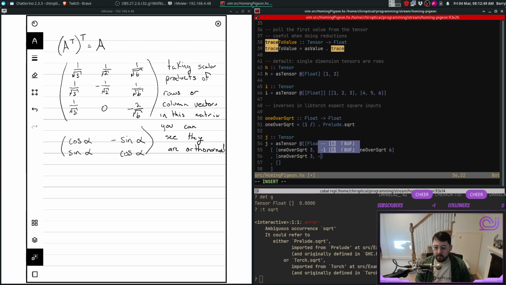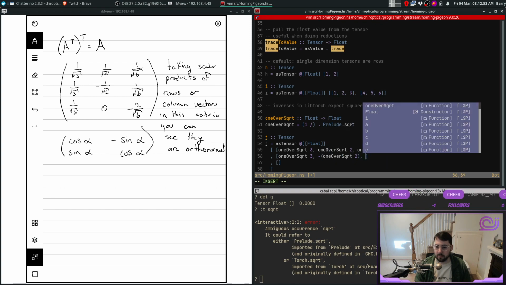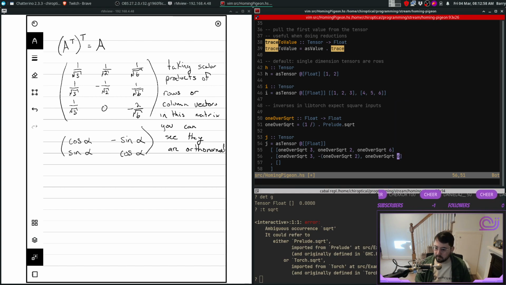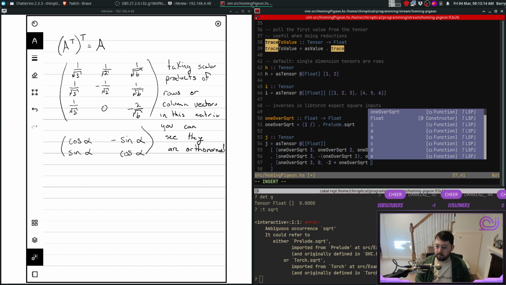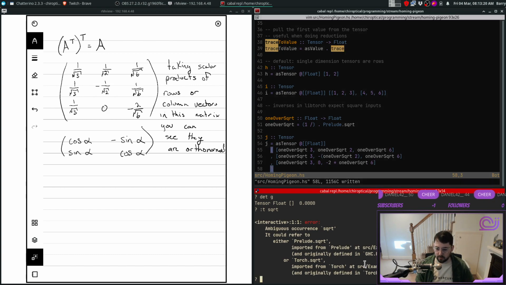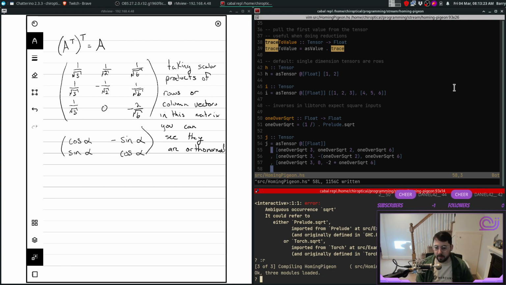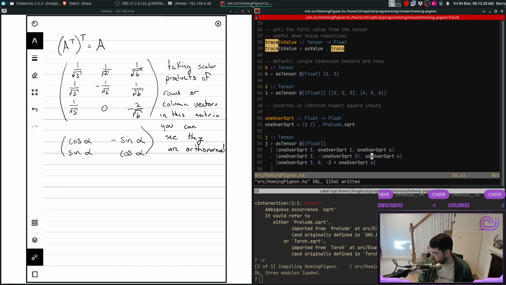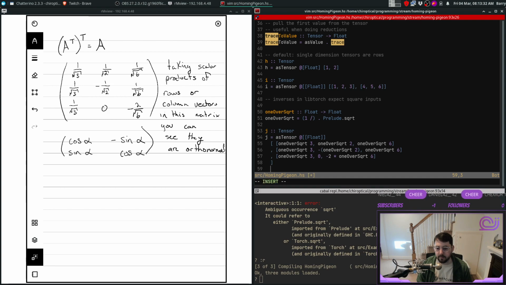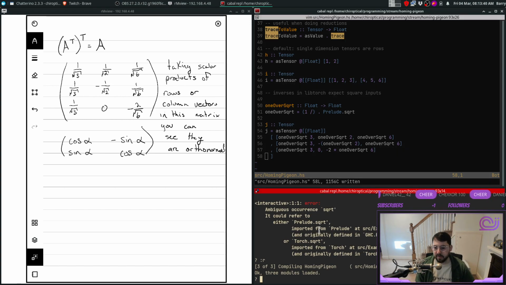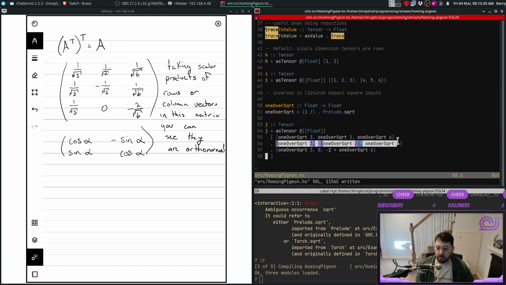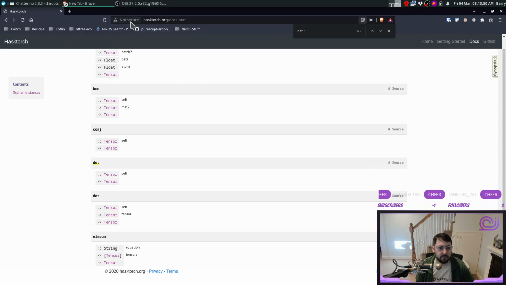Okay, so 1 over square root of 3. This one's going to be minus 1 over square root 2. And then 1 over square root of 6. Okay, so this should compile now. Now we need to basically take the scalar product of each of these vectors. I actually don't know how to do this yet, because I need to get the first row and then the second row, and I don't know how to do that just yet. So let's see if we can find that in the docs.